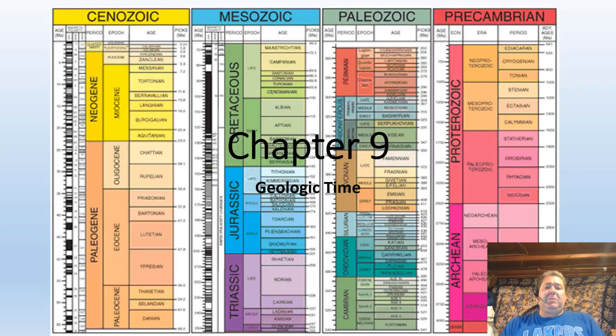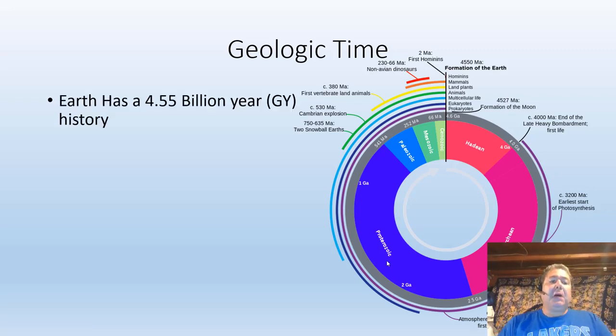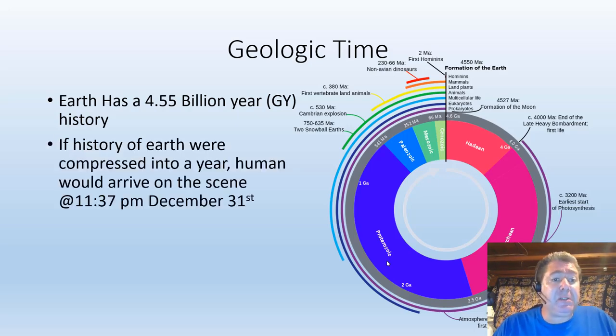All right, folks, this chapter, chapter 9, is all about geologic time, right? So let's look at the whole history of our planet here. First of all, Earth has a 4.55 billion year history. That's represented by the symbols GY, G standing for giga, meaning a billion. As humans, we have had a very short residence time on this Earth compared to the whole history of the planet, right?